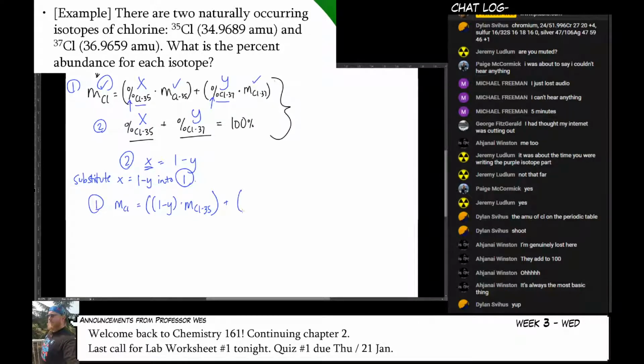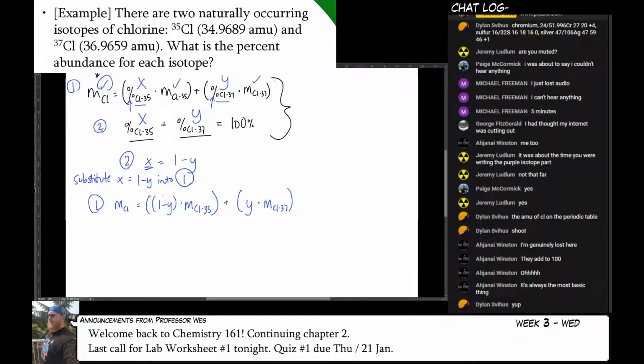Plus y times the mass of chlorine-37. There we go. That's better. I said I was solving for x earlier, and I jumped ahead in my head, so I solved for the wrong thing. Whoops! There you go. Now I have one equation with one unknown. This can be solved. However, we have to go through algebra hell to do it. So let's go ahead and do that.